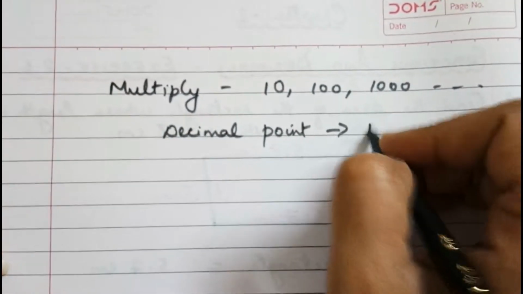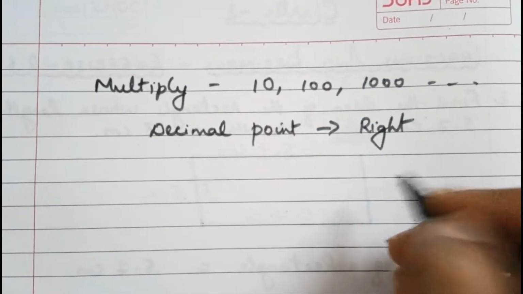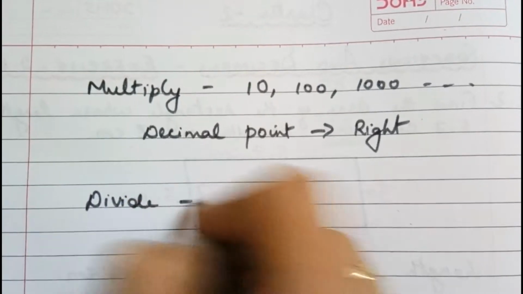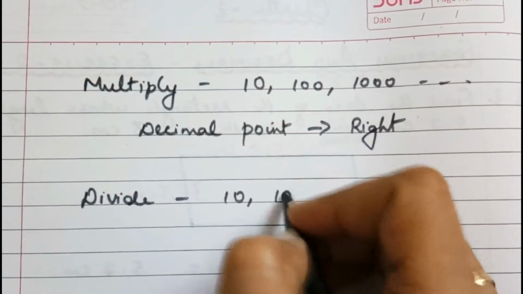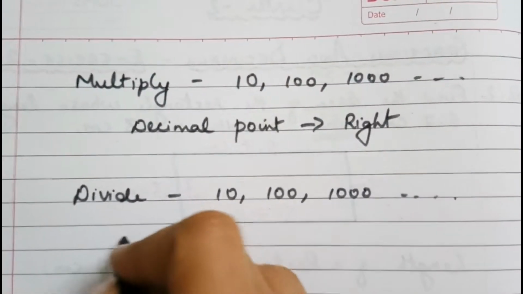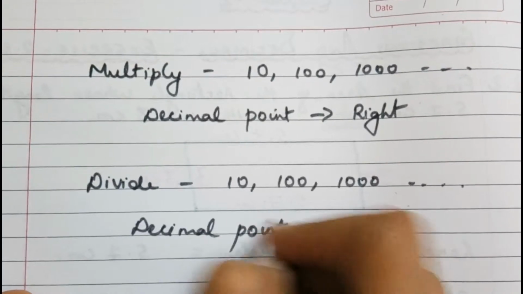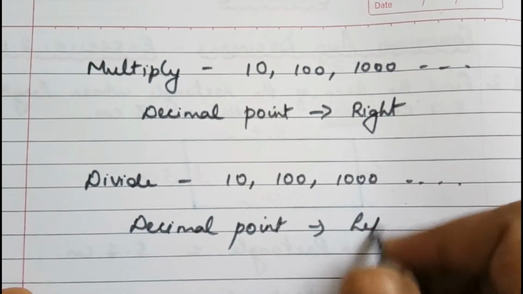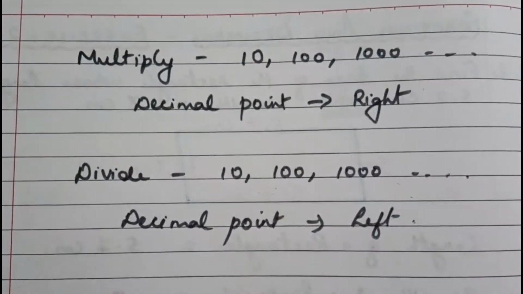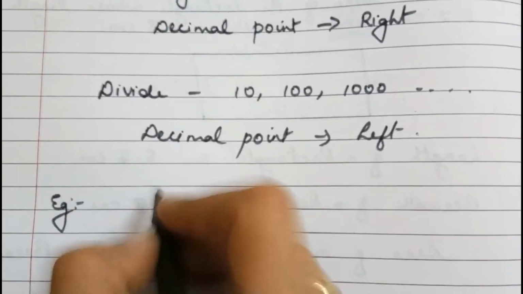will shift towards right. And when we have to divide by 10, 100, 1000, etc., the decimal point will move towards left. That is what we saw. Now we will see examples of both to make it easy and understandable.